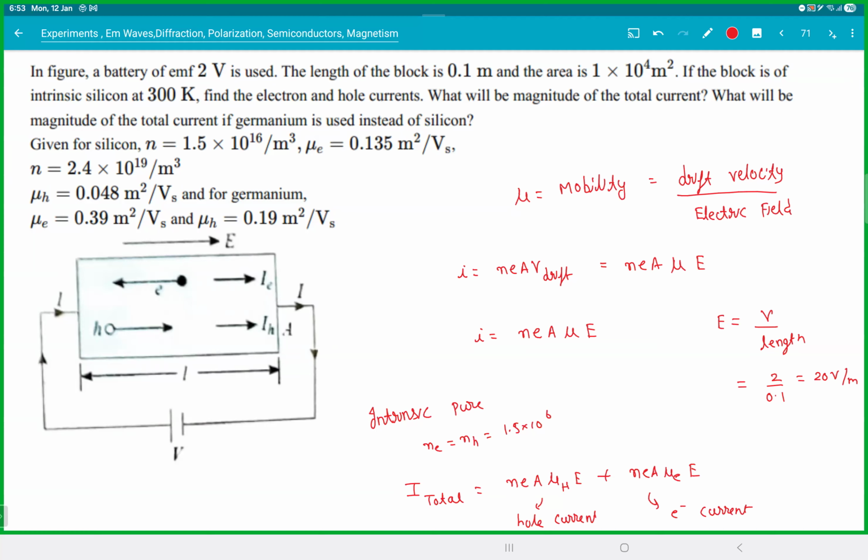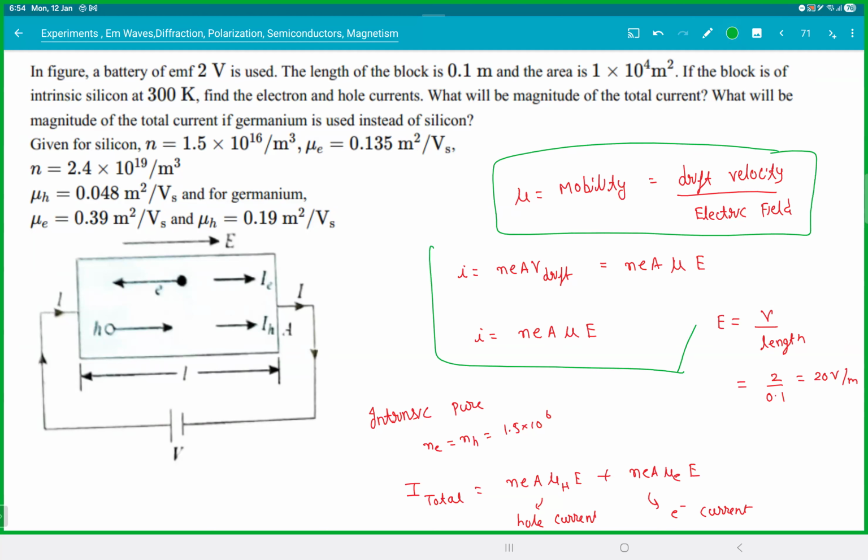What happens if I use germanium instead of silicon? If I use germanium, then the mu values will change, isn't it? You just adjust the values of mu and you'll get the answer. But these formulas are important. Mobility, this word, and this relation is important. I think if you know these two things, you can handle most of them. And be careful with this.